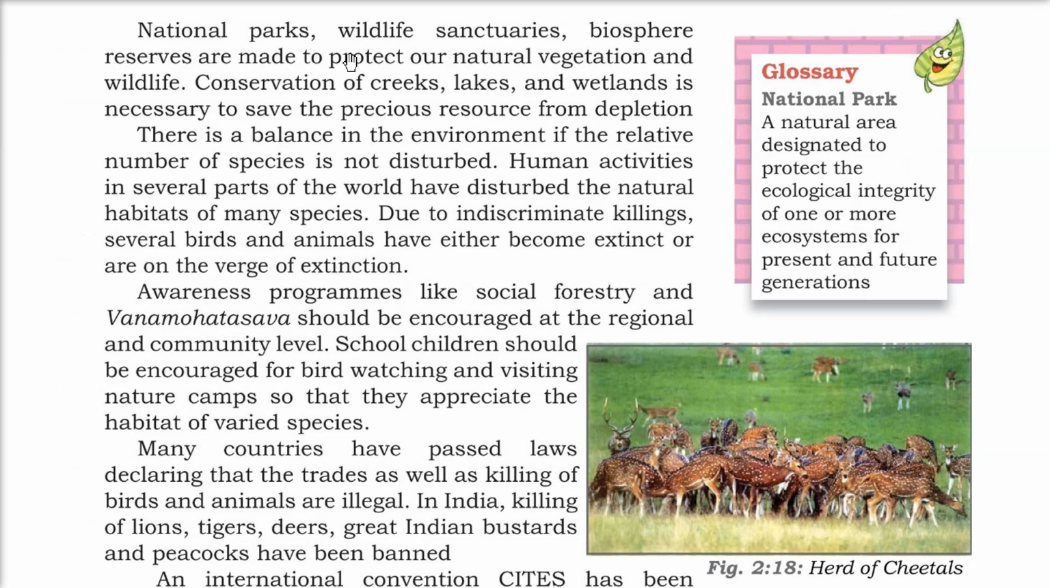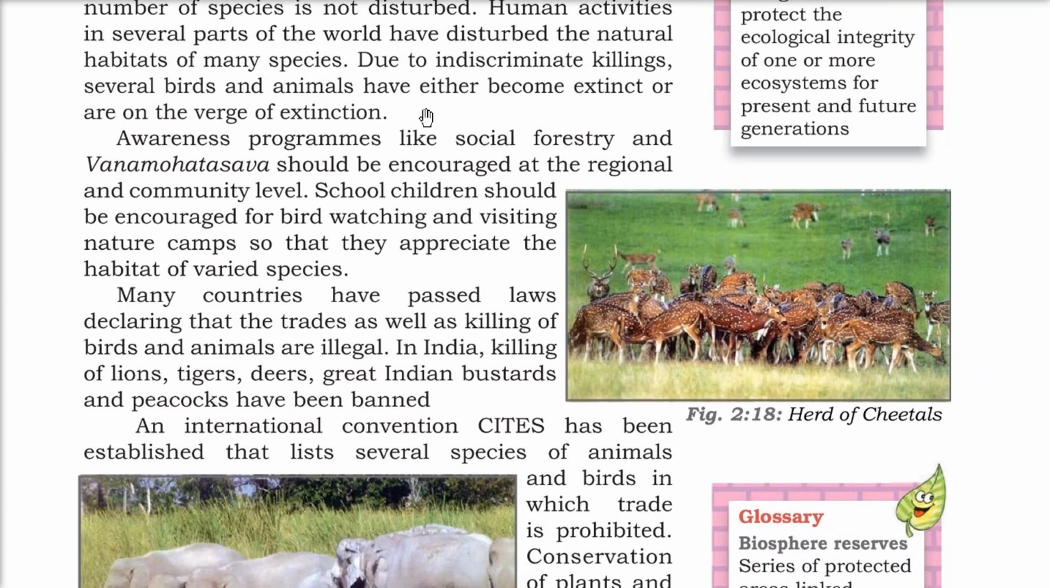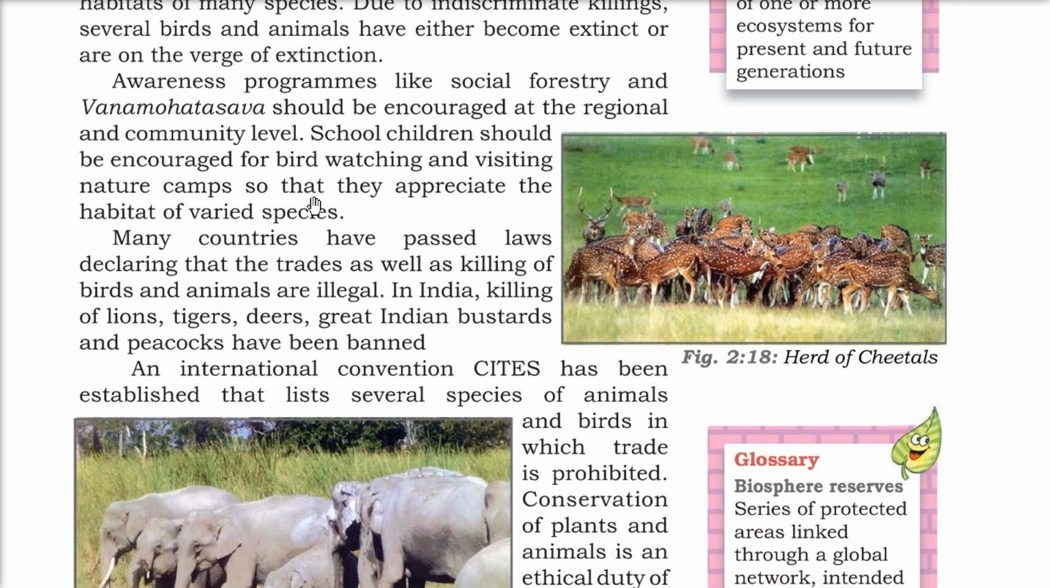So national parks, wildlife sanctuaries, biosphere reserves, these are made to protect natural vegetation and wildlife. Conservation of creeks, lakes, wetlands is also necessary because we need to save the precious resource from depletion. What we are trying to do here is, due to indiscriminate killing, several birds and animals are extinct or on the verge of extinction. We can make people aware using Van Mahotsav. Children can be educated, they can be taken to the zoo to actually show how these animals live, what they are, how they are important to us.